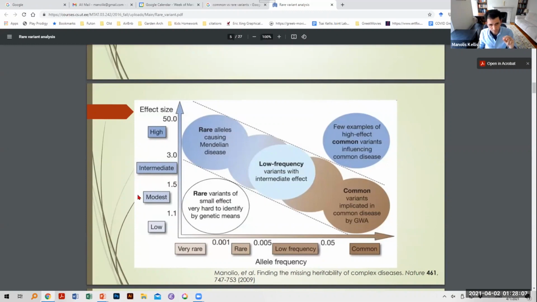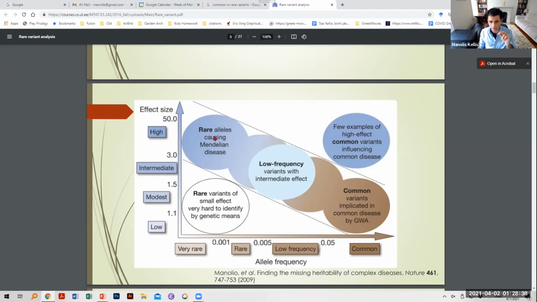On one hand, for Mendelian analysis, what we're finding is that the alleles that cause Mendelian diseases are very rare and they have a very big effect. So they're very rare and they have a very big effect. By contrast, the alleles that are associated with genome-wide association studies are very common and they have very small effects. Is this a coincidence? Not at all.